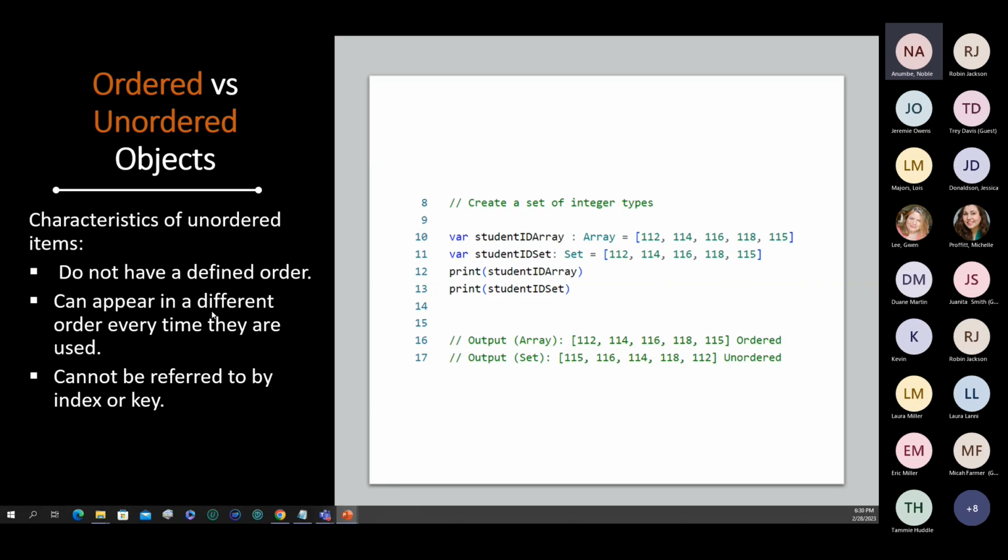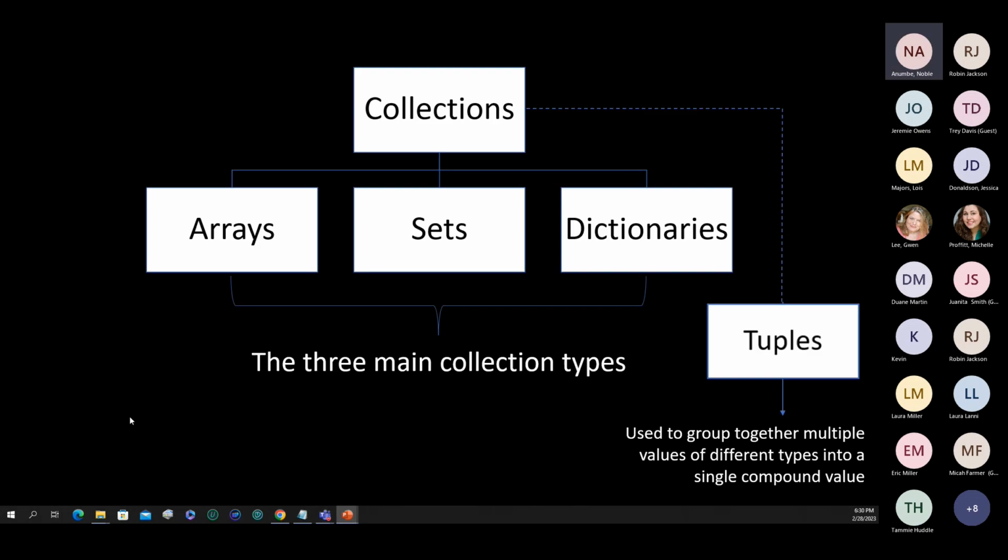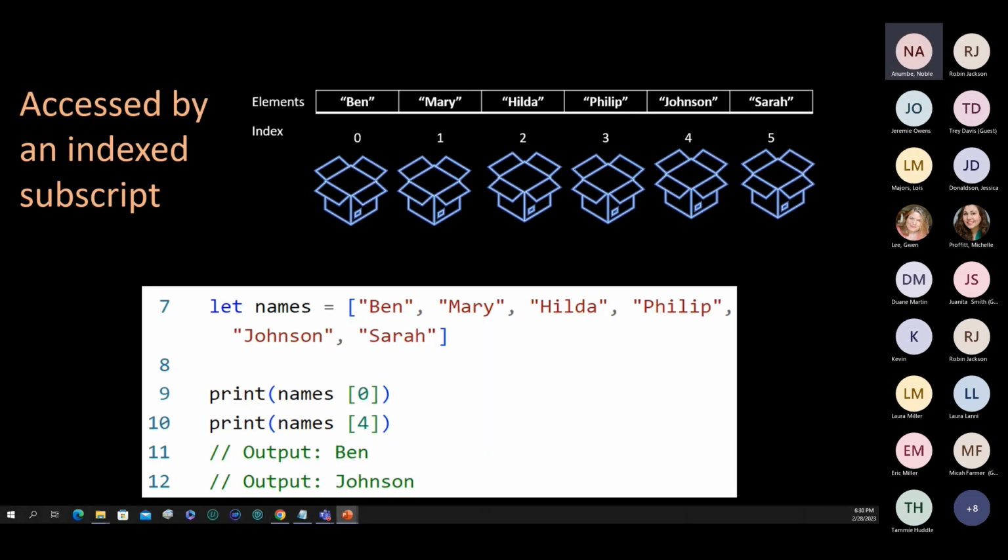They can appear in a different order every time they are used, or any time you run the code, they would appear in a different order and cannot be referred to by index or key. In other words, just like I was able to call the last array here, if I call this by 0, I get Ben all the time. Ordinarily, if I'm dealing with a set, or a dictionary, or a tuple, there's no guarantee that if I enter 0, I'm still going to get Ben.